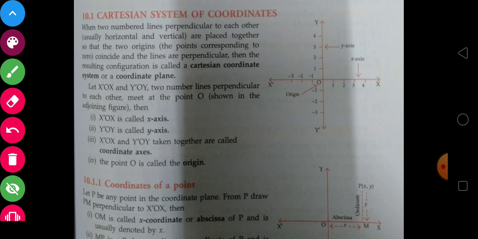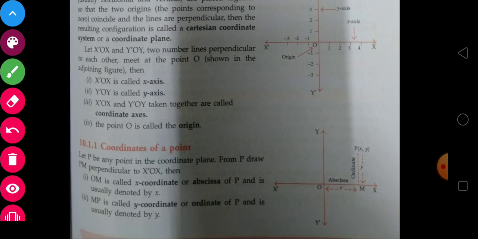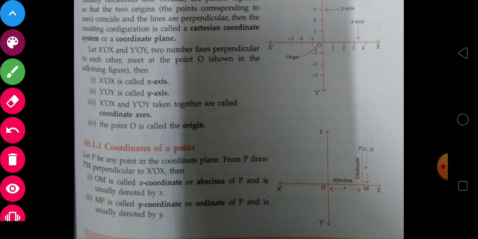We already know, if there are two lines like this intersecting each other at a point, then the horizontal line is called the x-axis, the vertical line is called the y-axis, right? And this point O where these two axes intersect is called the origin. Fine. We also have one more name for x-axis and y-axis, abscissa and ordinate.